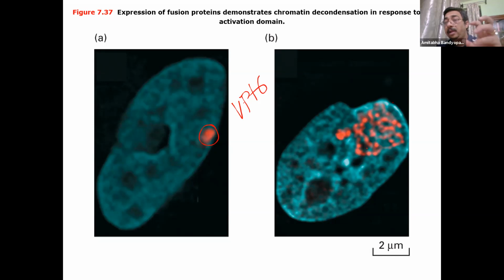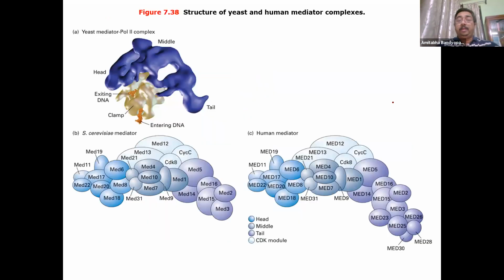So this tight heterochromatin has now decondensed, and you can locate it. So what the transcriptional activator is doing is basically acting by decondensing the chromatin. What was erstwhile a heterochromatin region, just because you artificially recruited a transcriptional activator like VP16 there, it acted by decondensing the chromatin. Okay, so that's how these transcriptional activators and repressors work.